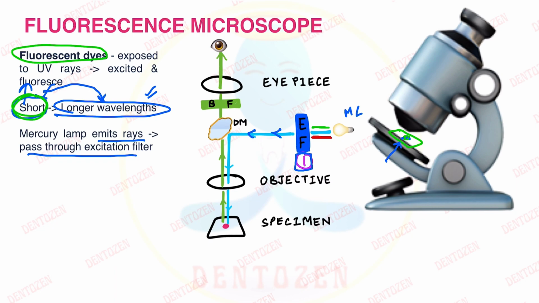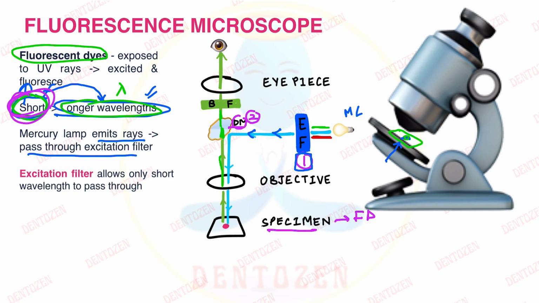The rays coming from the excitation filter now go to the second important component, called the dichromatic mirror. This dichromatic mirror allows the rays to pass into the objective and onto the specimen. These short wavelength blue rays are passed on to the specimen which contains the fluorescent dyes. Now the fluorescent dye material will get excited and will emit light of another, higher wavelength, for example green. These longer wavelength light rays are emitted and pass through the objective, and the dichromatic mirror now allows these light rays to pass through.